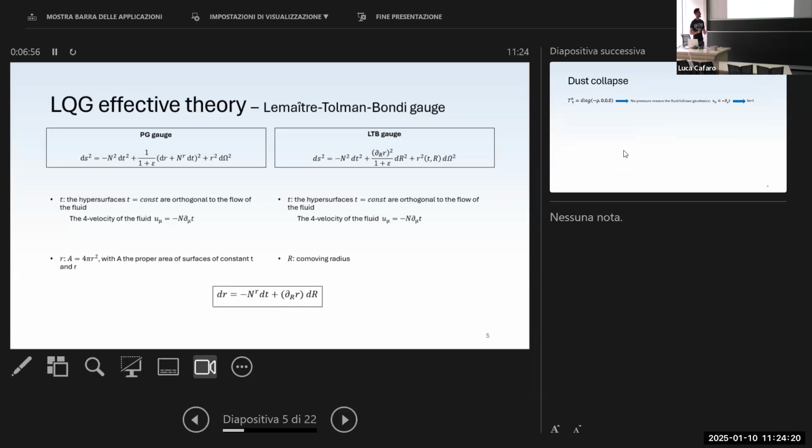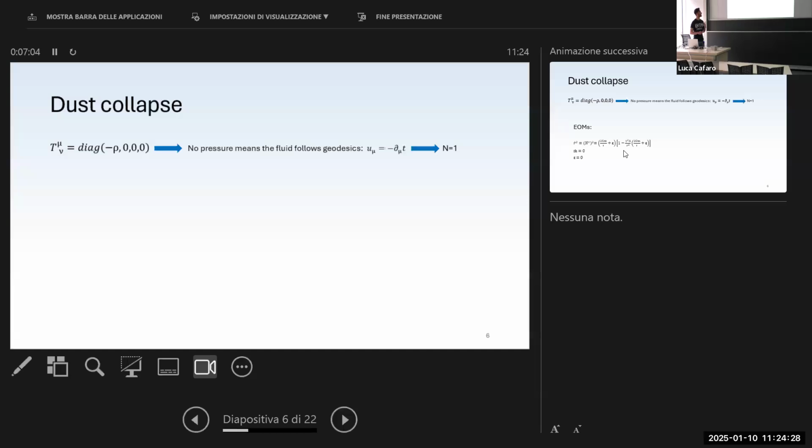Okay, so that's the semiclassical setting. What we could do now is just rewrite the equation of motion in this new gauge, in the LTB gauge. And that's what I'm going to do. I will start, though, with the dust.